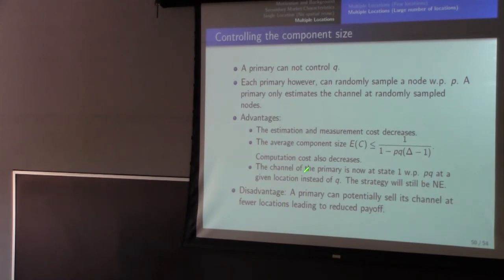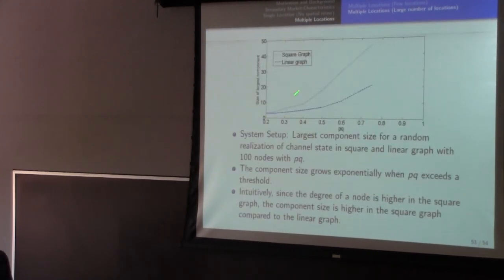And this random sampling is also an NE strategy profile. This can be shown. But the disadvantage is that a primary can potentially sell its channel at fewer locations, because it is sampling some of the locations. It is not offering a channel at all the locations. Okay, so this figure shows the component size with respect to PQ. As you can see, when PQ exceeds the threshold, the component size increases exponentially. And the component size of a square graph is higher compared to the linear graph, because the degree of a node in a square graph is higher compared to the linear graph.